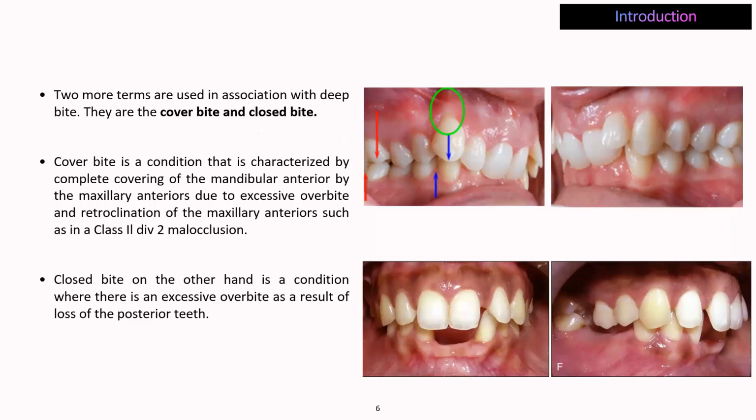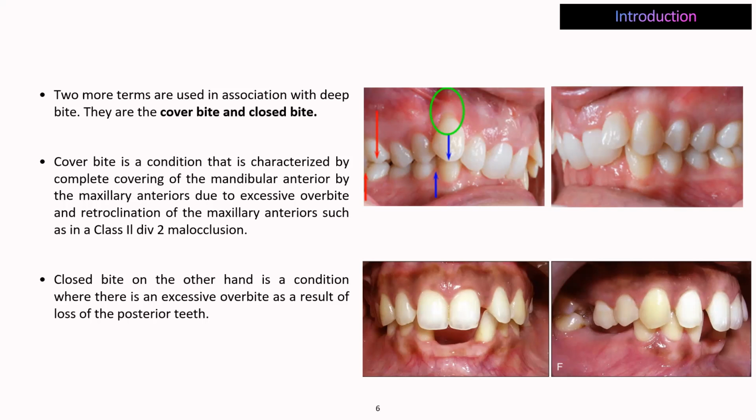There are two more terms in association with deep bite. One is cover bite. Cover bite is a condition characterized by complete covering of the mandibular anteriors by the maxillary anteriors due to excessive overbite and retroclination of maxillary anteriors, such as in class 2 division 2 malocclusion. You all know how the incisors are positioned in class 2 division 2 malocclusion. The upper incisors are retroclined, that means they are inclined in the lingual direction.